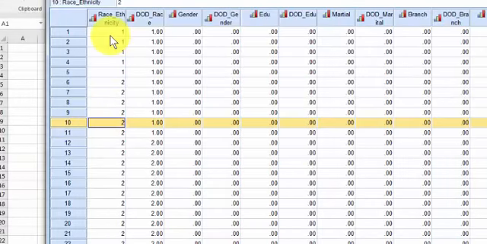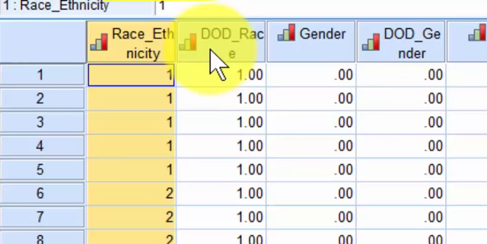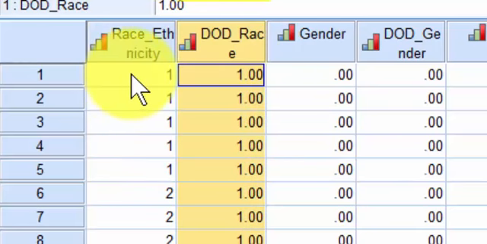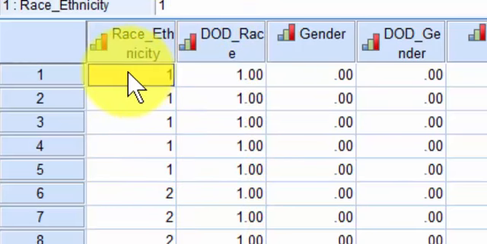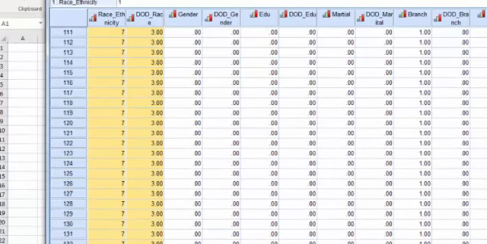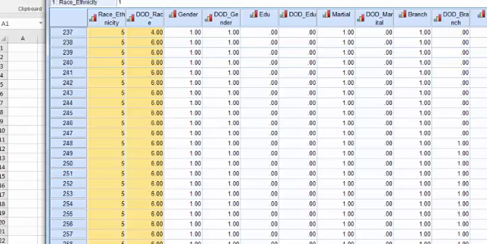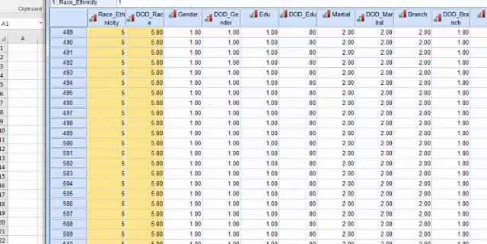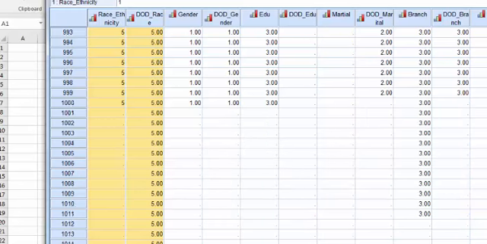So I'm going to start with your first one, race/ethnicity and DOD race. It's been a long day. It's late on Friday. So what I'm going to do is highlight just this data here, and I'm going to paste it into Excel. I should have probably paused this, but let's just keep going. Nice sample size, by the way.